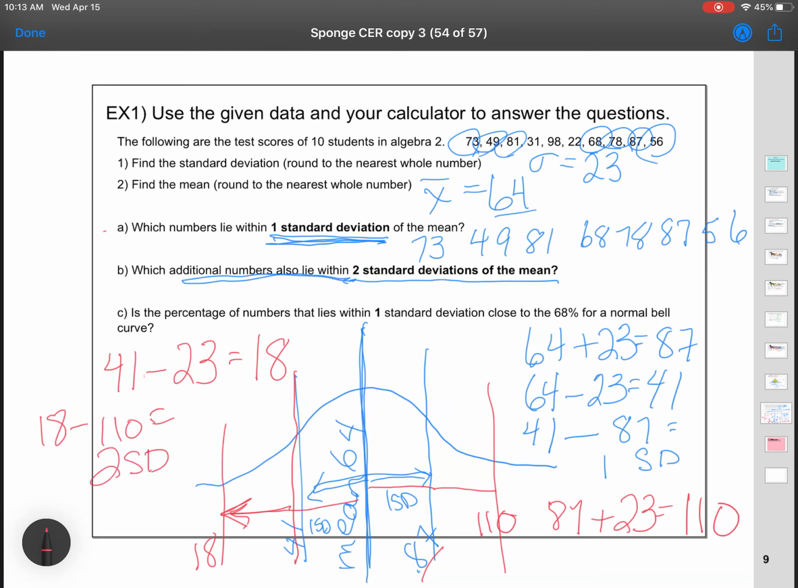So let's see which extra numbers also lie between 18 and 110. Well, 31 lies between 18 and 110, 98 and 22. So those are the other numbers there that also lie within 2 standard deviations of the mean. So now basically I have taken all of my numbers and found that they all lie within at least 2 standard deviations of the mean. The last question says, is the percentage of numbers that lies within 1 standard deviation close to 68% for my normal bell curve? Well, I had 7 of those that were within 1 standard deviation out of 10, which is 0.7 or 70%. So yeah, that's pretty close to 68% for a normal bell curve.